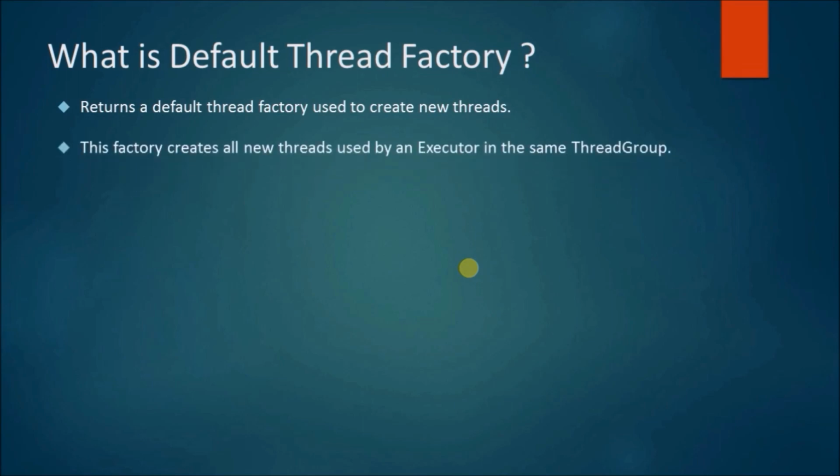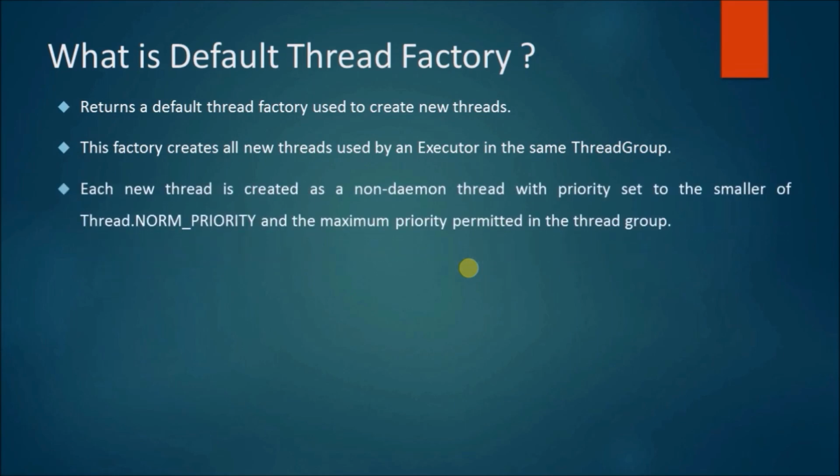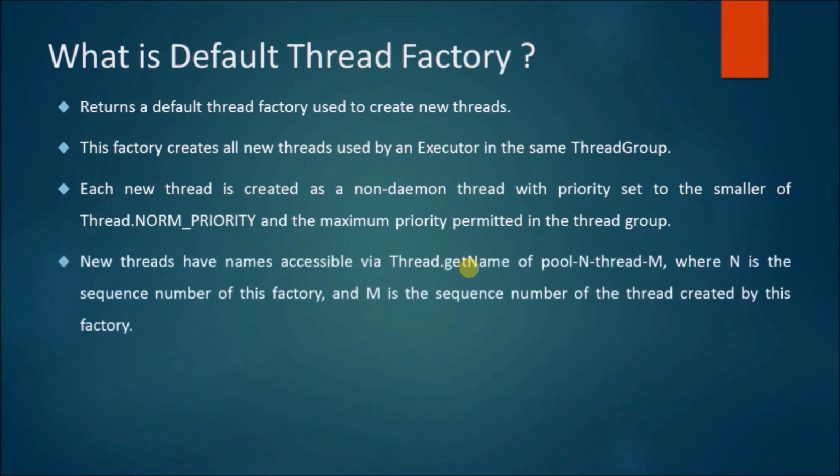This factory creates all new threads used by an executor in the same thread group. Each new thread is created as a non-daemon thread with priority set to the smaller of Thread.NORM_PRIORITY and the maximum priority permitted in the thread group. New threads have names accessible via Thread.getName, pool-n-thread-m, where n is the sequence number of this factory, and m is the sequence number of the thread created by this factory.